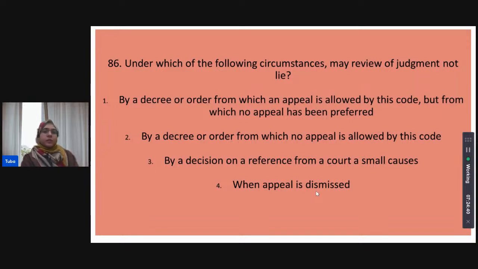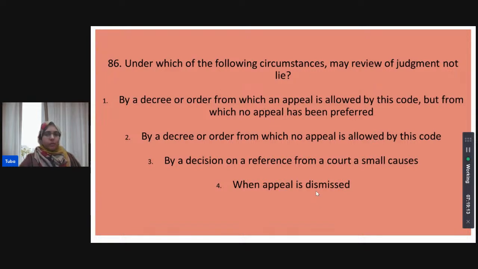Under which of the following circumstances may review of judgment not lie? Important question. Where will review of judgment not lie? Is it by a decree or order from which an appeal is allowed by this court but where appeal has not been preferred? Is it by a decree or order from which no appeal is allowed by the CPC? Is it by a decision on a reference from a court of small causes? Or is it in a situation where appeal is dismissed? When will review of judgment not lie?